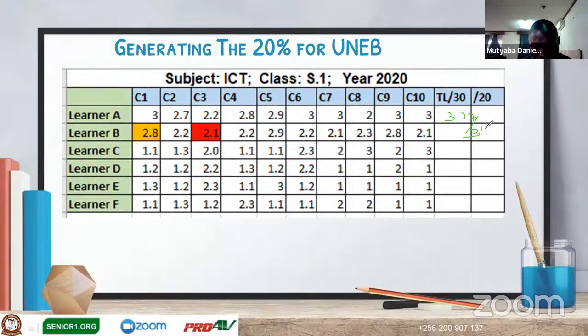So now to get out of 20, we take 27 out of 30 times 20. So the learner would have scored 18.4.